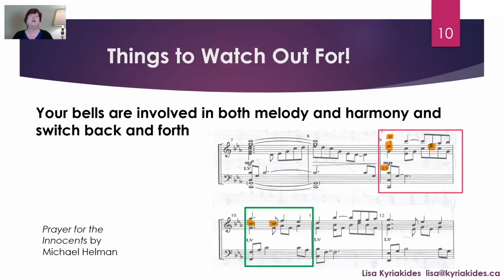So as a ringer, what things do we have to watch out for now that we know how to find our melody? The biggest one, and I've referred to this earlier, is that your bells are involved in both melody and harmony, and they switch back and forth. We can't just look at our notes in isolation. We need to look at them in the bigger picture as a ringer, and one of those things, of course, is through melody. If you look at measure 9, which I've highlighted with the red box, I'm looking specifically at the E-flat 6 player. I've highlighted their notes in that measure.